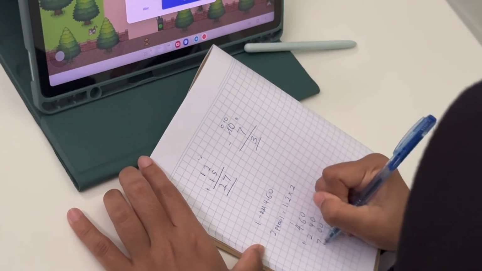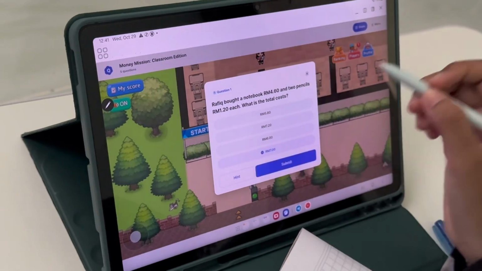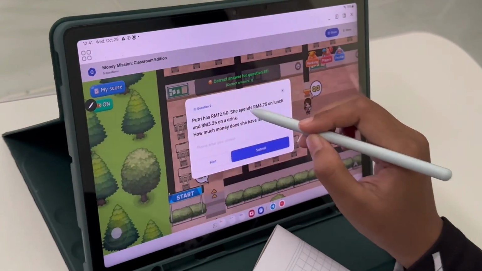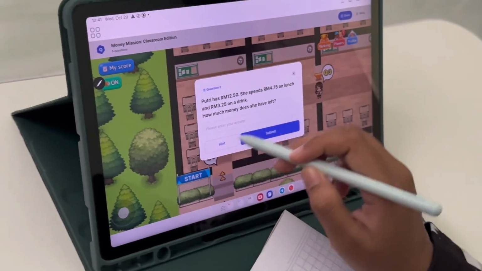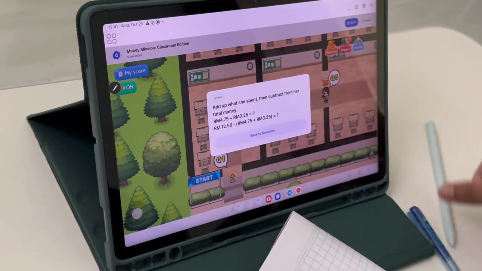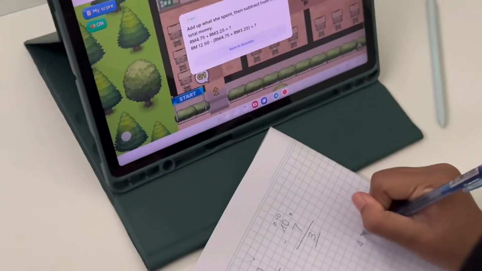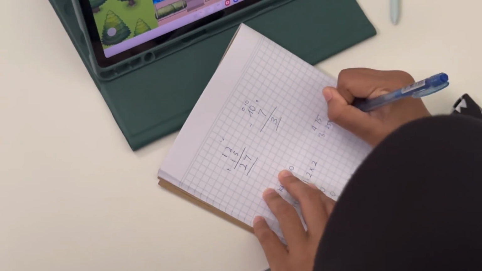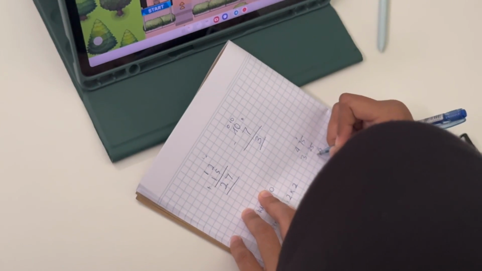So, the first element in this game is real-life application. The questions are based on real situations that people can relate to. This helps them understand how mathematics is used in daily life. The second element is problem solving. People can use mathematical operations to solve real-world tasks, which builds logic and reasoning skills.